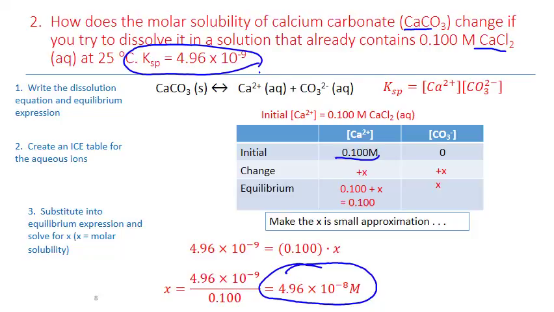This is much smaller than what we got in pure water, which was 7 times 10 to the negative 5th moles per liter. So trying to dissolve your compound in a solution that has an ion in common already dissolved in it will limit the solubility of your compound even more.